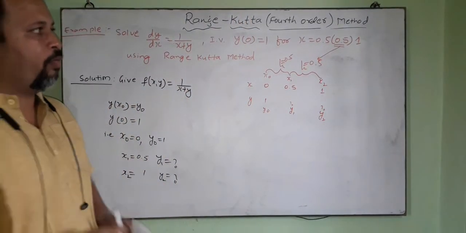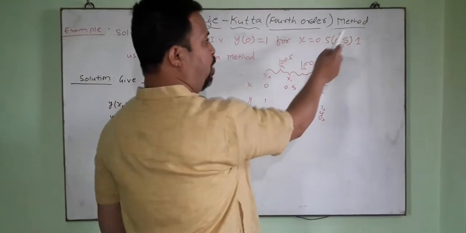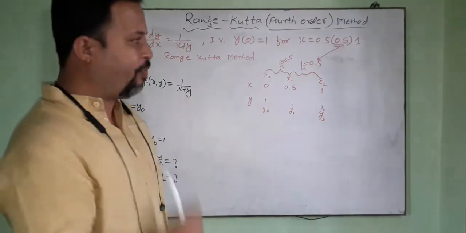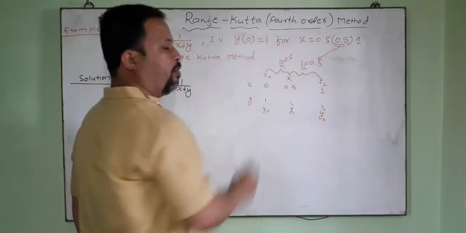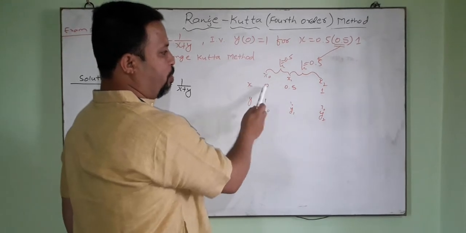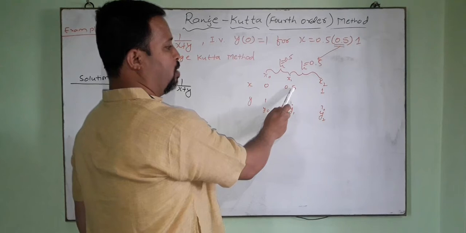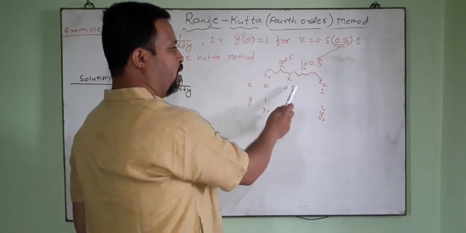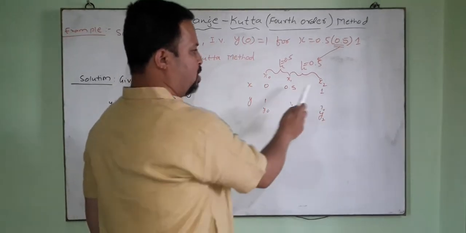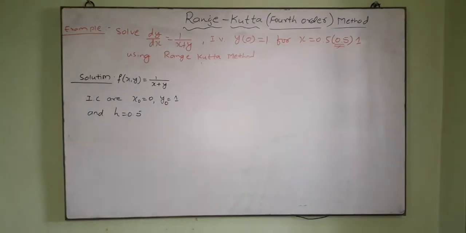That means we have to find at the point 0.5 to 1 with a difference of 0.5. That is, we can see it here, 0. The difference from here to here is 0.5 and here to here is 0.5. That means we have to find 0.5 to 1, that is at this point and at this point.